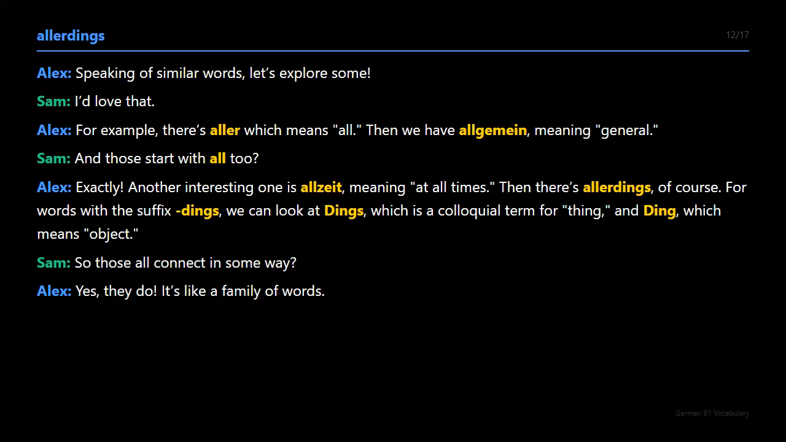For words with the suffix dings, we can look at Dings, which is a colloquial term for thing, and Ding, which means object. So those all connect in some way. Yes, they do. It's like a family of words.